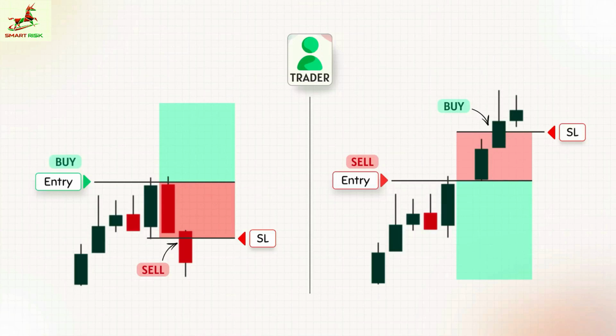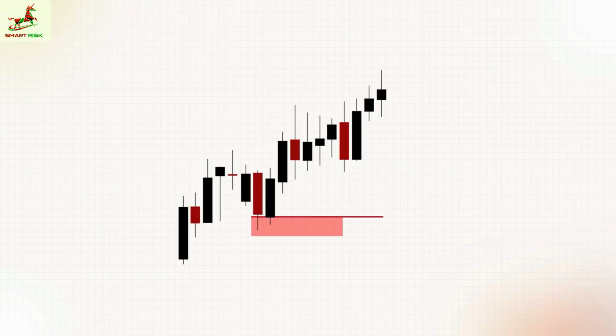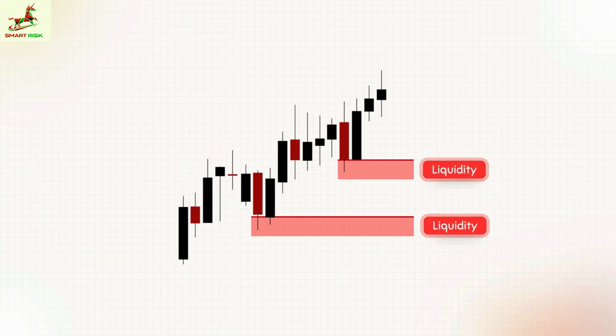All the buyers who have taken long trades in the market, their stop losses are sell orders. And all the sellers who have entered short trades, their stop losses are buy orders. Now, when a large number of retail traders place their stop losses around the same area, a massive number of pending orders pile up at that spot. These pending orders are what we call liquidity, and operators target exactly this liquidity.